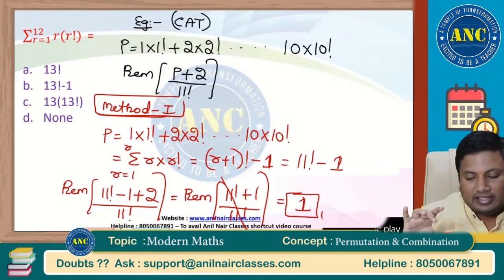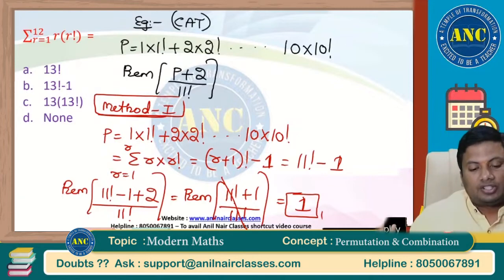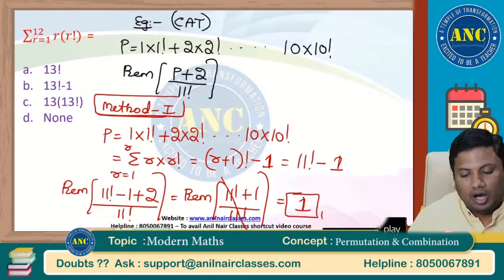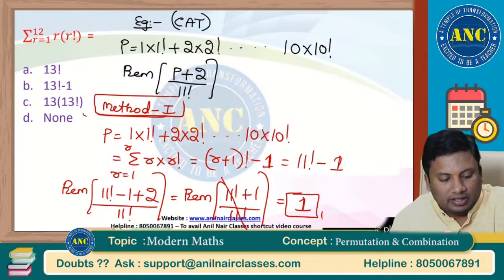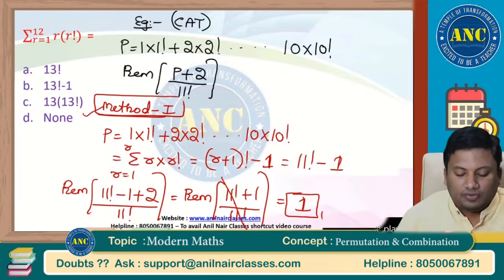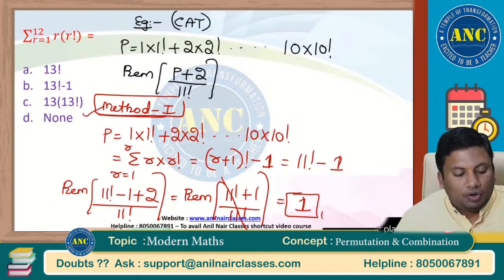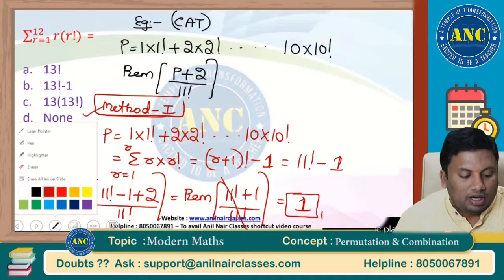This is the exact CAT question that was asked, and it is based upon this concept, summation R into R factorial. This is method number 1. If you can write R as R plus 1 minus 1, you get the answer quickly. In case you forget it, go by the method which I told, the pattern recognition method.